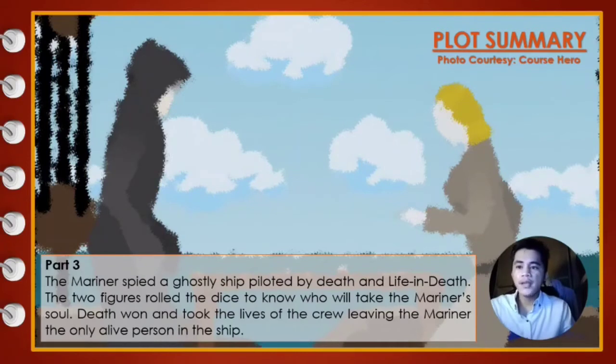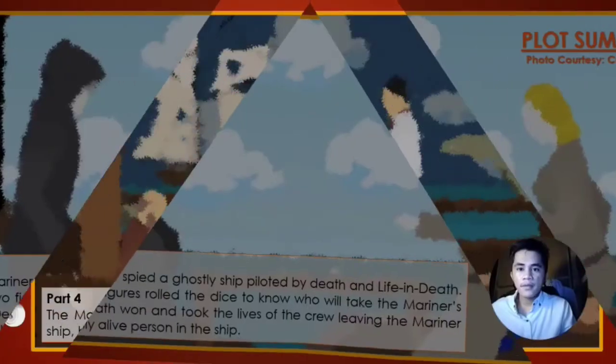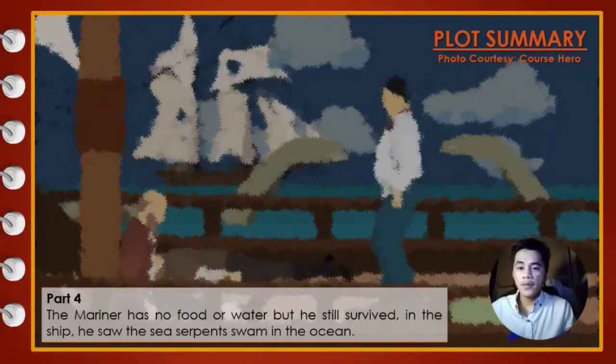In part 3, the mariner spied a ghostly ship piloted by Death and Life-in-Death. The two figures roll the dice to know who will take the mariner's soul. Death won. That is why Death took the lives of the crew, leaving the mariner the only living person on the ship. Being the only survivor was not easy for the ancient mariner. He has no food and water, but still he survived.